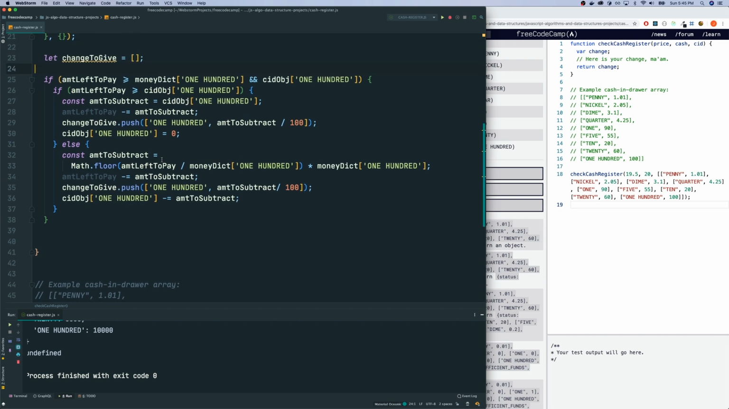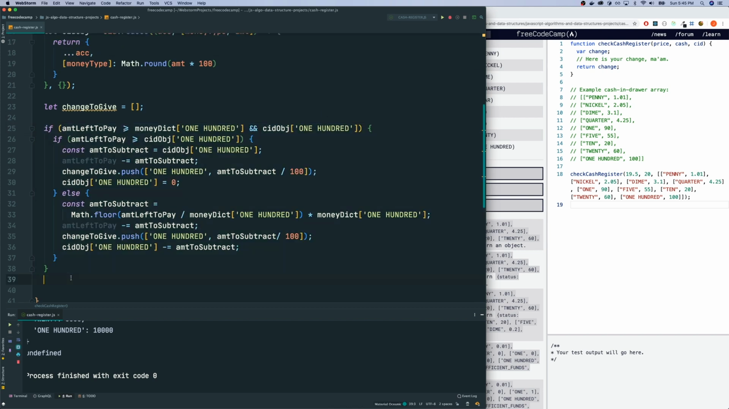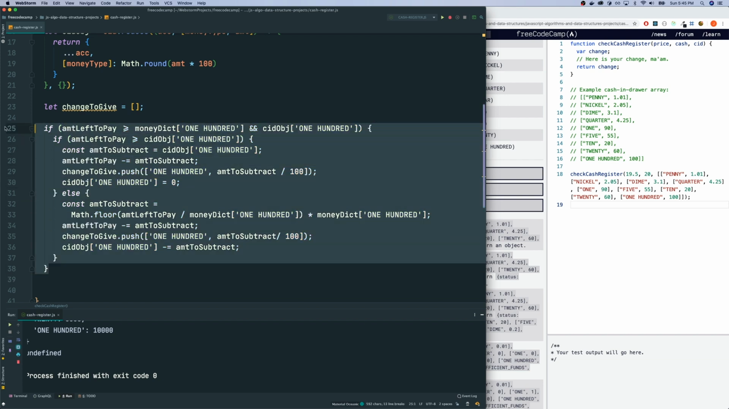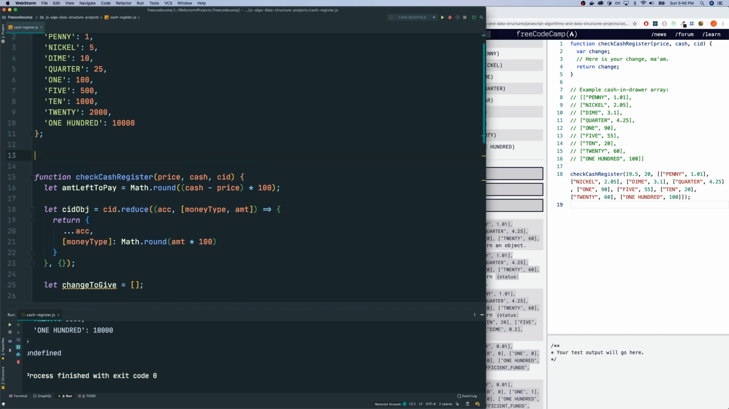One of the principles in programming is the DRY principle: Don't Repeat Yourself. So what we're going to do is abstract this into a function that will take care of this for us, so that we can just use that many times. Let me copy this whole big if statement. Let's make a function above our check cash register function, our main function.